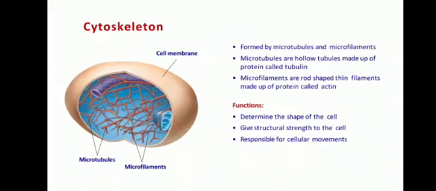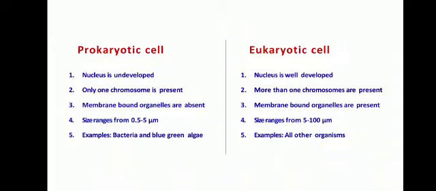And another one is the cytoskeleton. The cytoskeleton is formed by microtubules and microfilaments. The microtubules are hollow tubes made up of the protein called tubulin. The microfilaments are rod-shaped thin filaments made up of the protein called actin. The main functions of the cytoskeleton are to determine the shape as well as structure of the plant cell. It gives structural strength to the plant cell. It is also responsible for cellular movements.